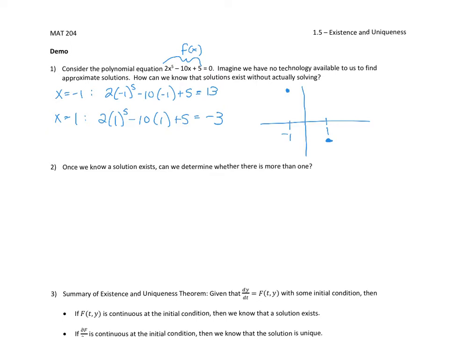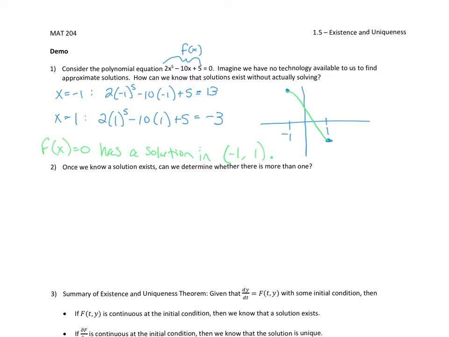There's no way to connect those 2 points without crossing the x-axis. So we would have to cross it at least once. So I know there is a 0 somewhere in between -1 and 1. So f(x) = 0 has a solution in the interval -1 to 1. Somewhere between -1 and 1, we cross the x-axis.